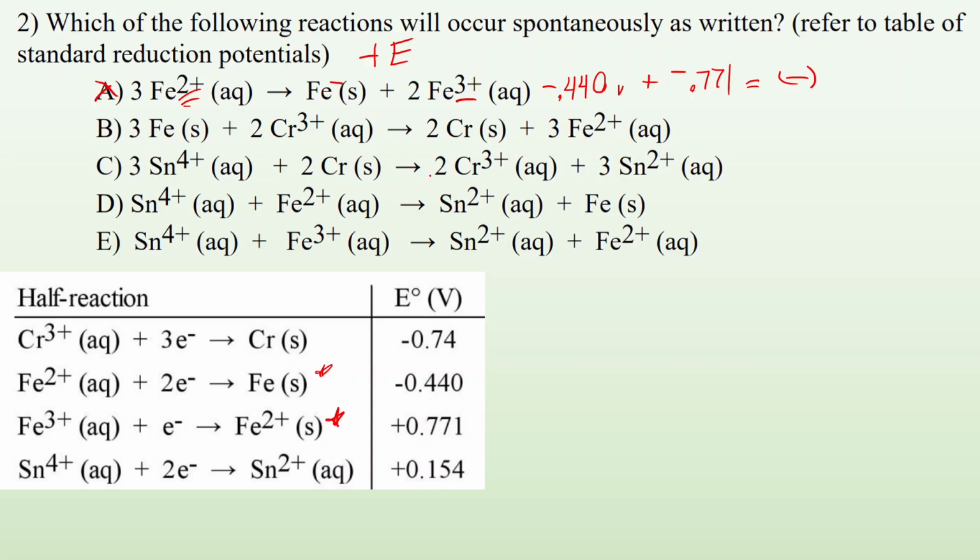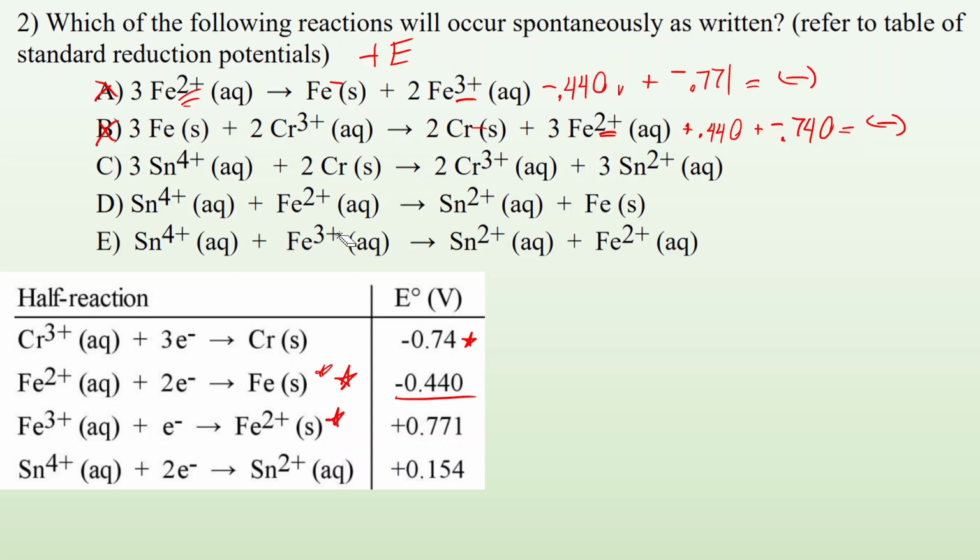Let's move on to choice B. 3Fe becomes Fe plus 2. The Fe plus 2 looks like this process, but in the opposite direction, so I have to change the sign, and I end up with a positive 0.440. Now let's see what's happening with chromium. It goes from plus 3 down to 0, and it has a voltage of negative 0.74. So a negative 0.740, which when I combine those, I end up with a negative overall, like a negative 0.3. So it can't be choice B.